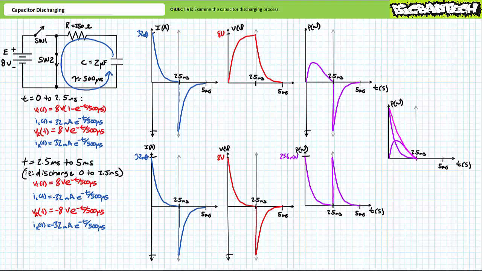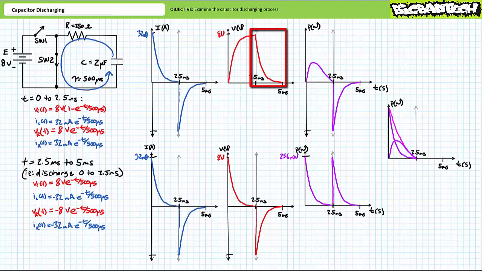Long story short, power in equals power out. Power to the source equals power to the resistor plus power to the capacitor. As long as you keep track of signs, it all works out. Now let's consider the discharge phase. This is where something weird but kind of understandable happens.